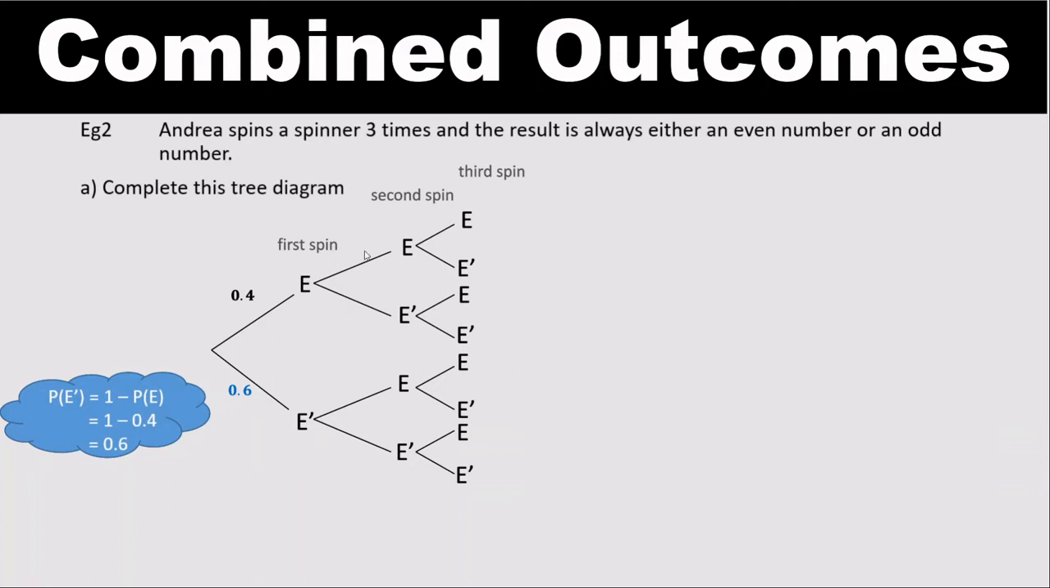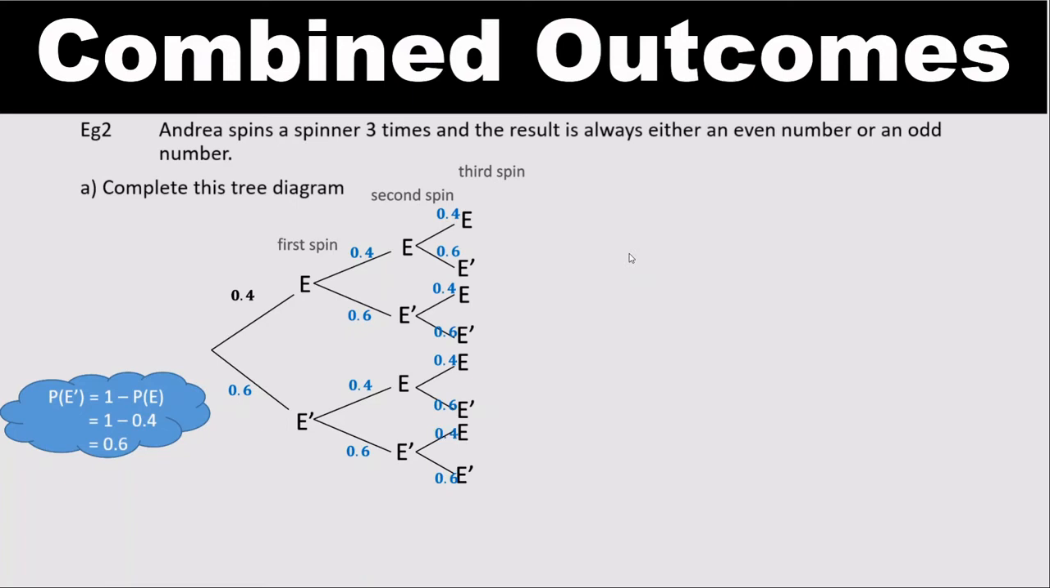For the second spin, now this is a spinner, it should still have the same number of even numbers and the same number of odd numbers. I'm going to assume that the probability of spinning another even will also be 0.4, and the probability of spinning an odd will still be 0.6. Same thing as if I'd spun an odd number first. The next event should not be affected by the first one happening. The probability that I spin an even now should still be 0.4, and the probability that I spin an odd now should still be 0.6.